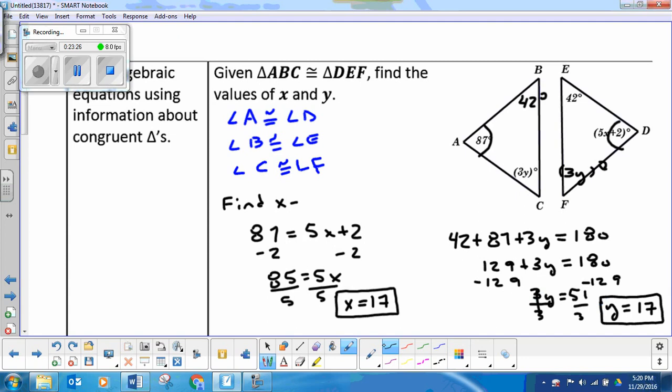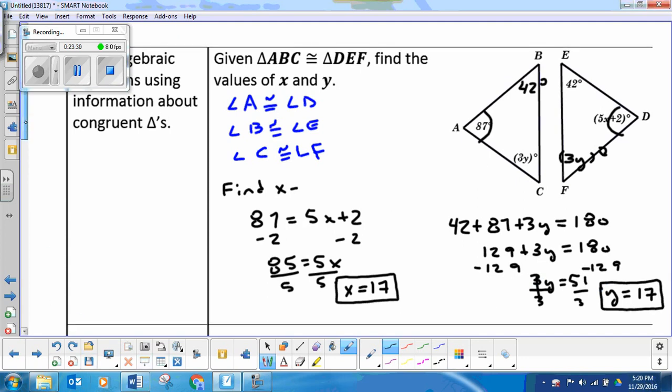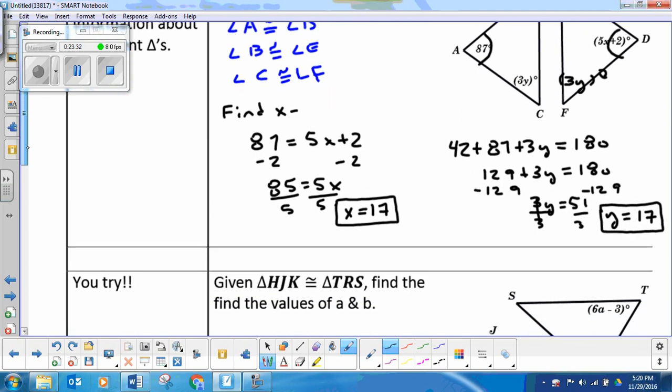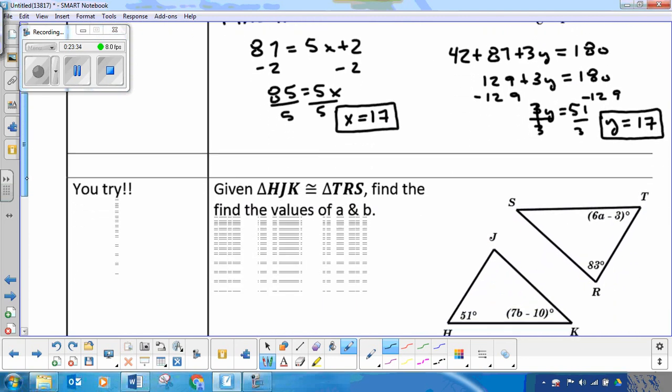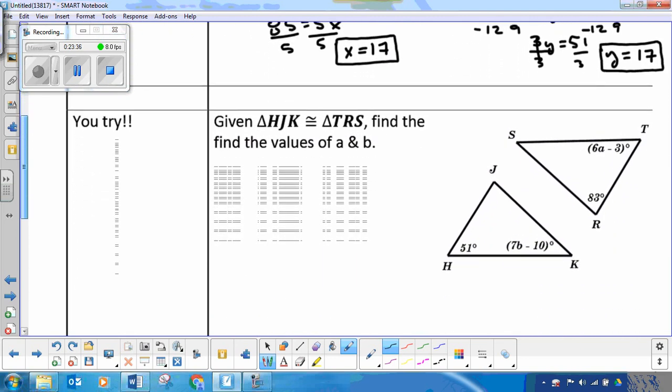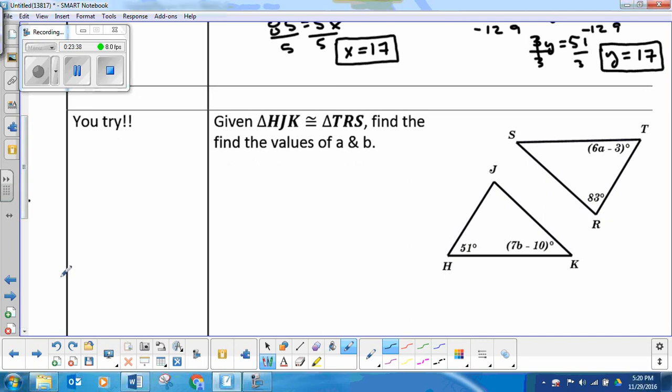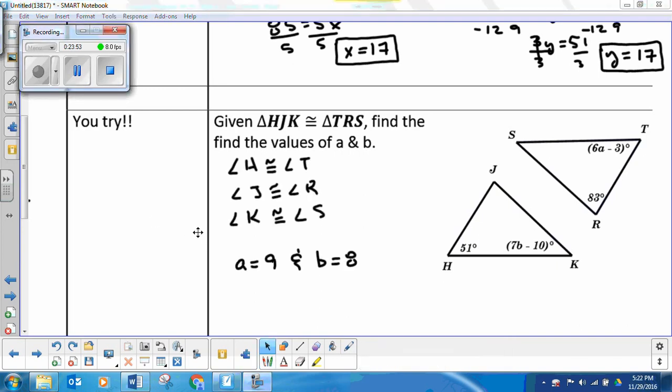All right, so make sure you have all that written down. And then you will see underneath a you try using the same type of process. Go ahead and pause the video, and we're looking for the values of A and B based on the congruency statement, and then check your work. All right, and you should have gotten that A is equal to 9 and B is equal to 8.